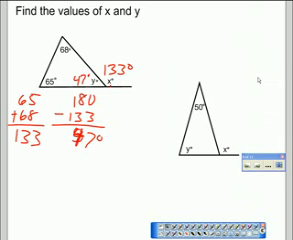How are we going to do this one? You can't, till I do this. Can you do it now? Yes. What do I know about this angle y and this one right here? They're congruent. What do I know about their angle measures? Measures are equal, angles are congruent.